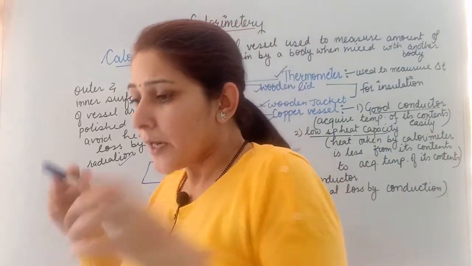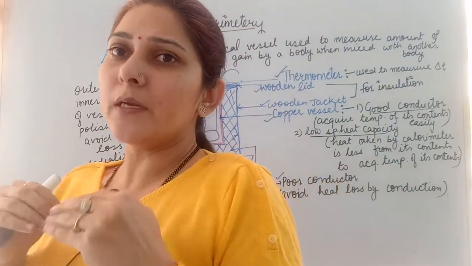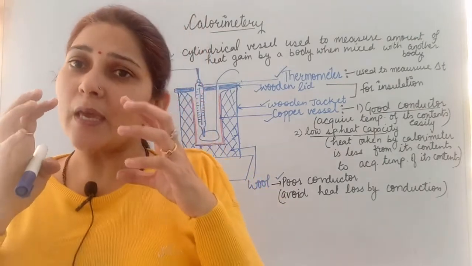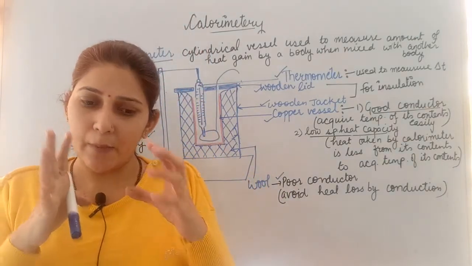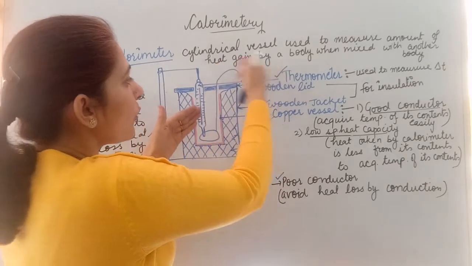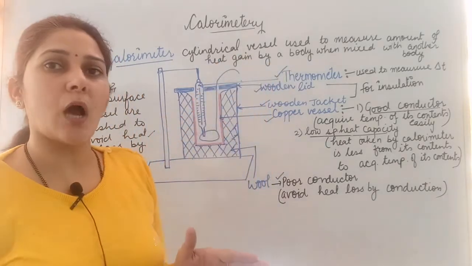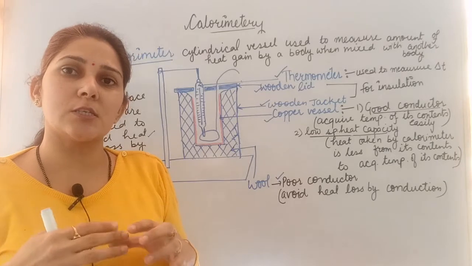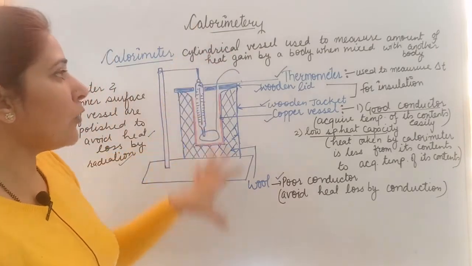So in total, what can we say? A calorimeter is a device able to maintain the temperature of the contents in itself only. It is not going to exchange temperature with the outer surroundings. It is designed in such a way. So this is all about the calorimeter.